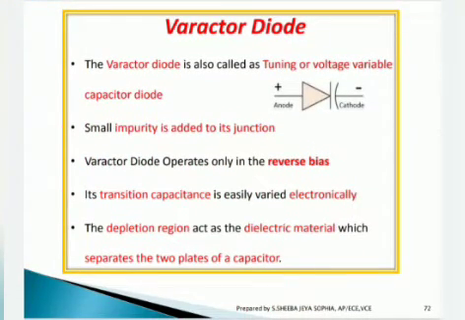This varactor diode is also called a tuning or voltage variable capacitor diode, in which a small impurity is added to its junction. This varactor diode operates only in the reverse bias condition. Its transition capacitance is easily varied electronically, and the depletion region acts as the dielectric material which separates the two plates of the capacitor. This is the symbolic representation of the varactor diode, from which you can clearly see the dielectric material separating the two plates of the capacitor.